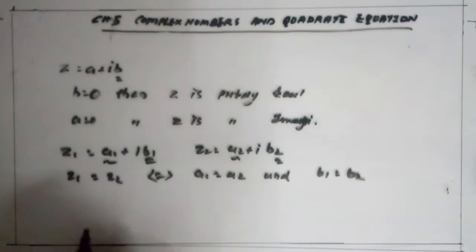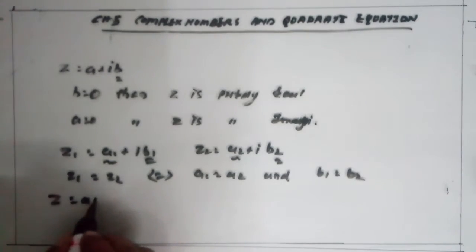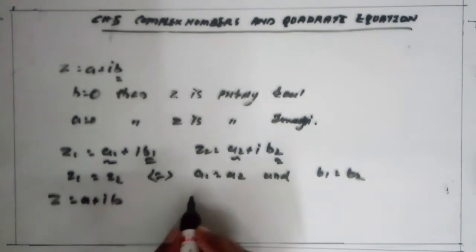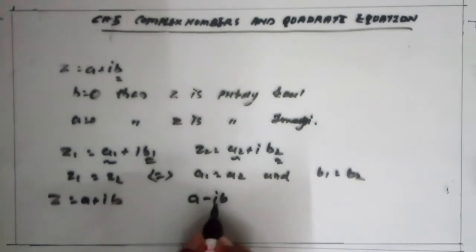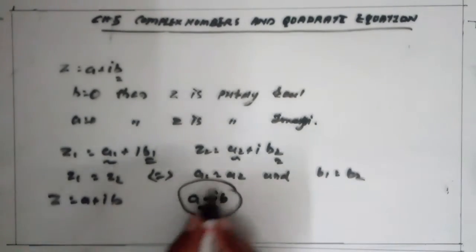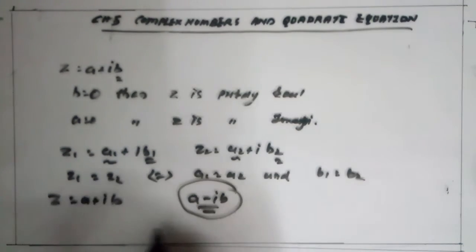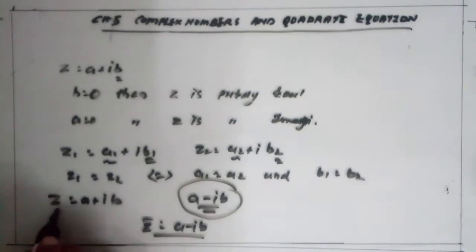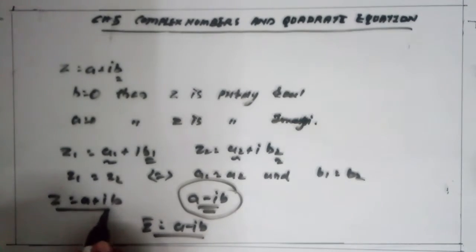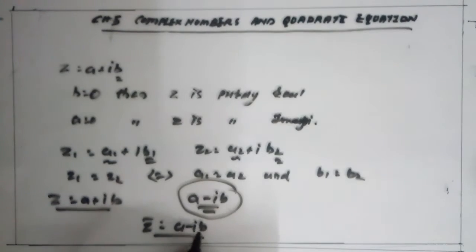Now conjugate of a complex number. For complex number z is equal to a plus ib, a minus ib is called conjugate of complex number and is denoted by z bar. So z bar is equal to a minus ib. Clear? So for complex number z is equal to a plus ib, conjugate of z, z bar is equal to a minus ib.